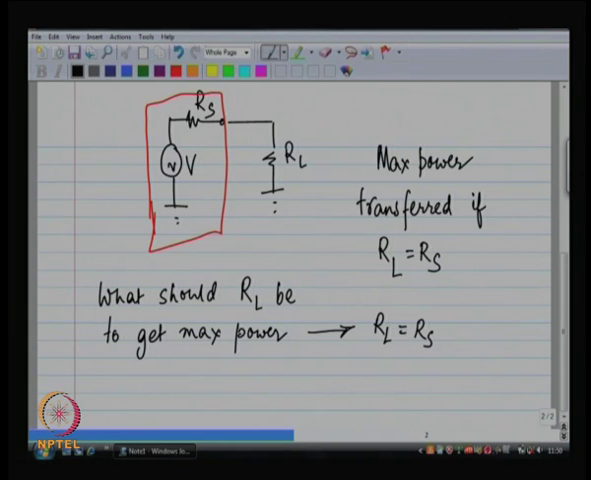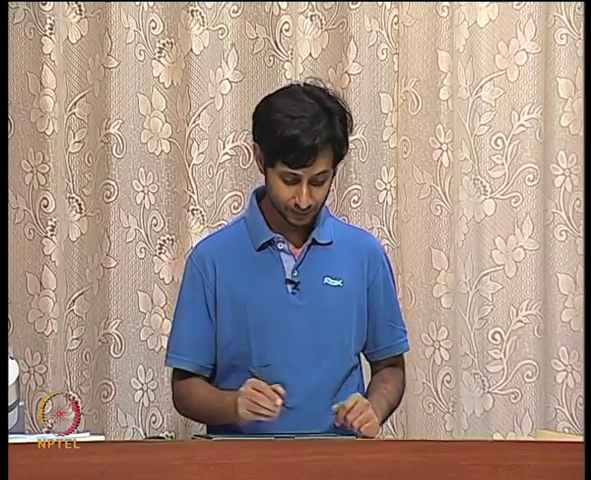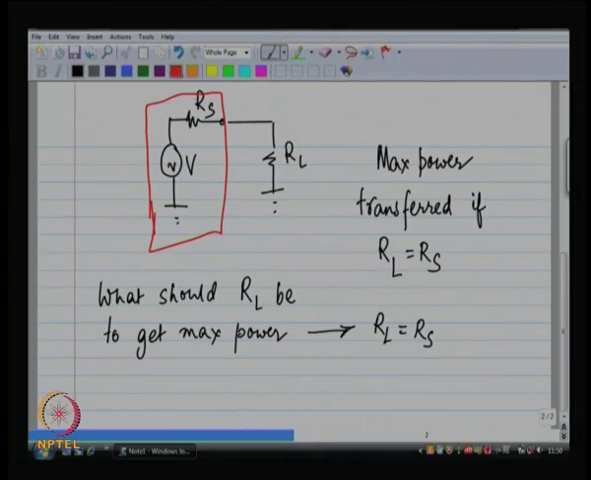Okay. Now, if we talk about impedances and not resistances. So, if this was not R S, if it was Z S, and if this was not R L and therefore, I want a Z L, then the relationship is Z L should be the conjugate of Z S for maximum power transfer. So, all this is fine. This is the basic idea.